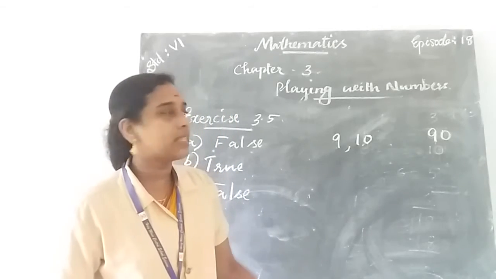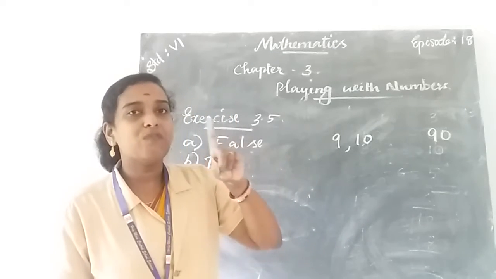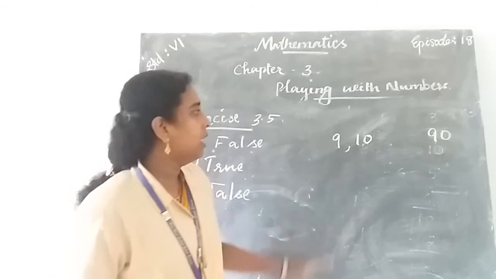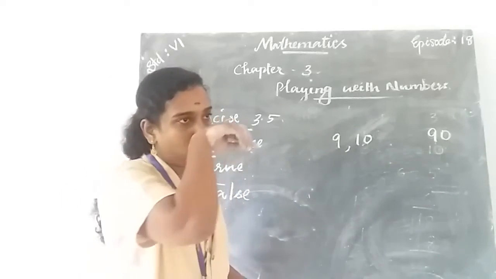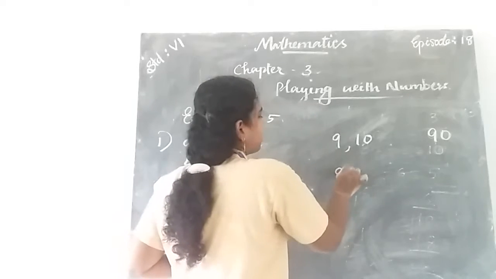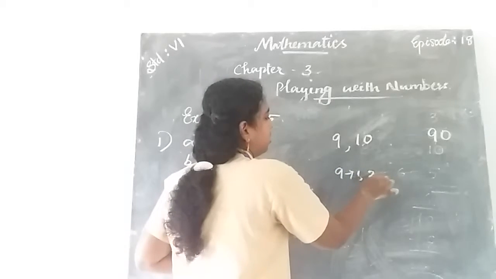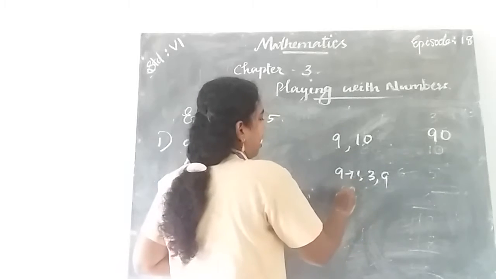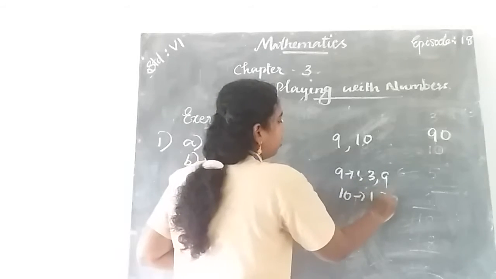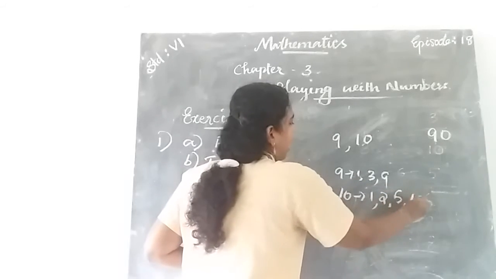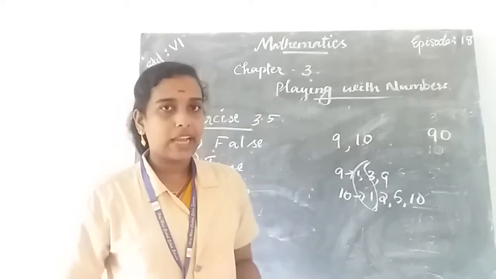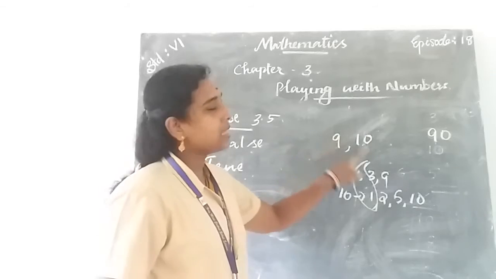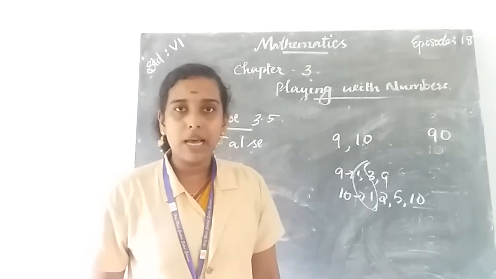Co-prime numbers means numbers having only one as their common factor. Here for 9 and 10, we take the common factors. Factors of 9 are 1, 3, 9, and factors of 10 are 1, 2, 5 and 10. Here 1 is the only common factor, so we can say that these two numbers are co-prime numbers.